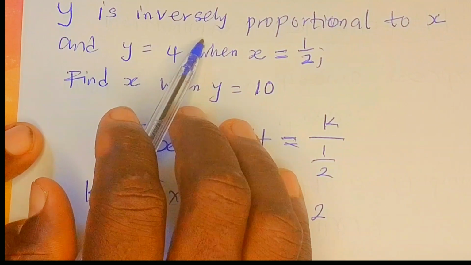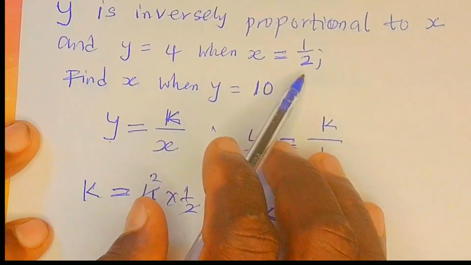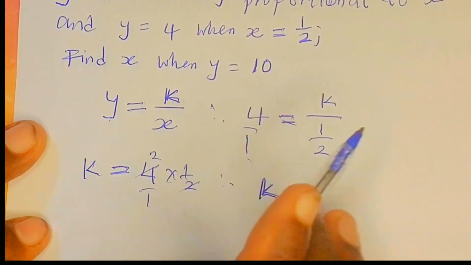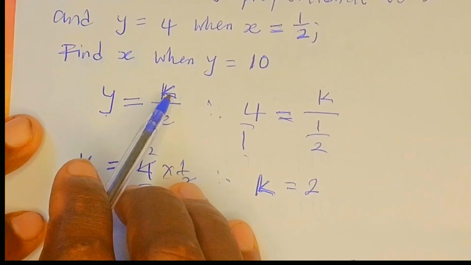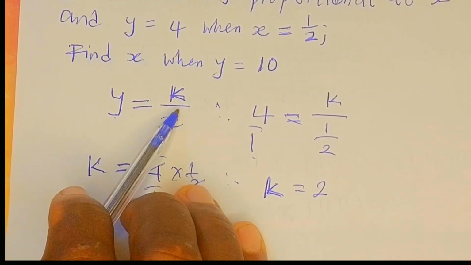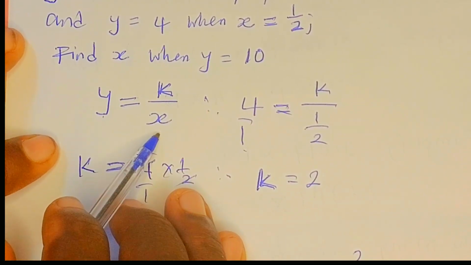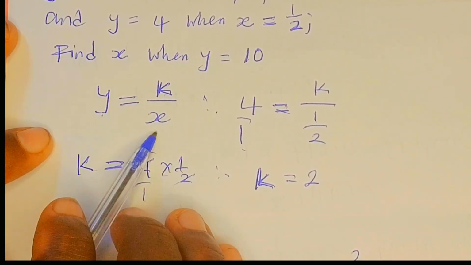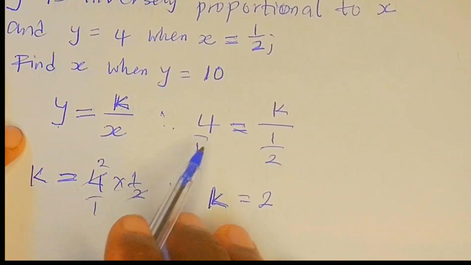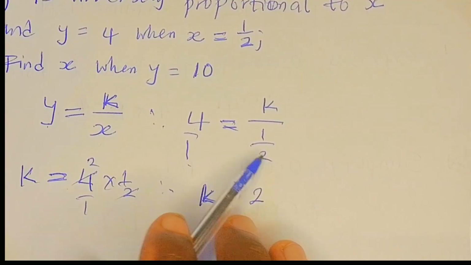The question is, y is inversely proportional to x, and y is 4 when x is 1 over 2. Find x when y is 10. Now the rule is that you simply introduce a constant number, which is k. When you introduce a constant number k, we just have y equals k over x. So the value for x is 1 over 2. The value for y is 4. So that is what we have: 4 equals k over 1 over 2.